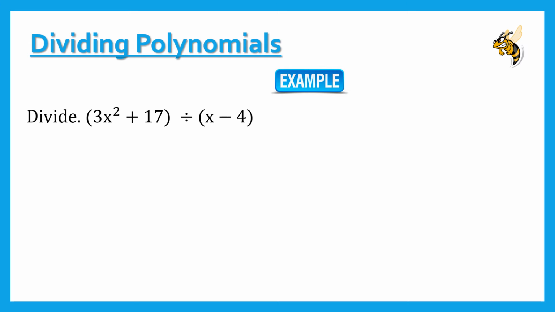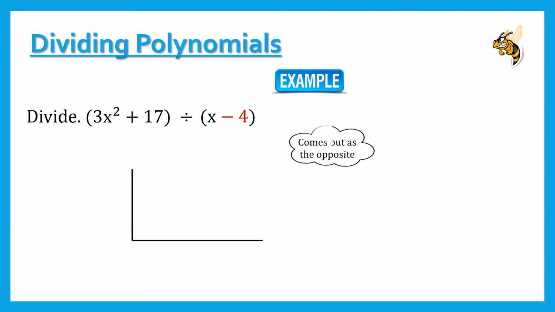Example. Divide 3x squared plus 17 all divided by x minus 4. We're going to set up the division. It looks like an L. It's a minus 4, so when we take it out, it comes out as the opposite. So it's going to go outside as a positive 4.